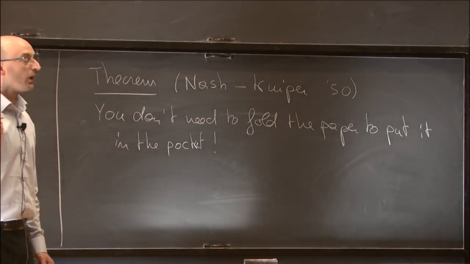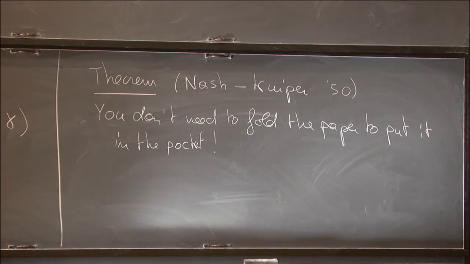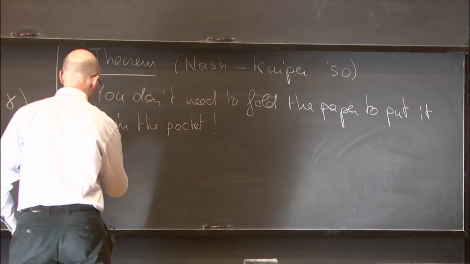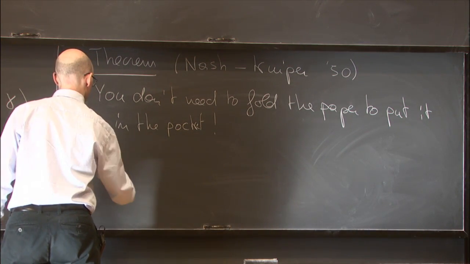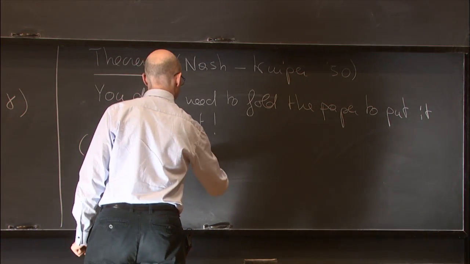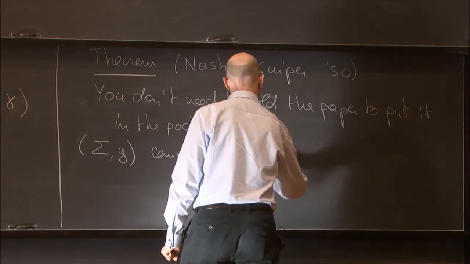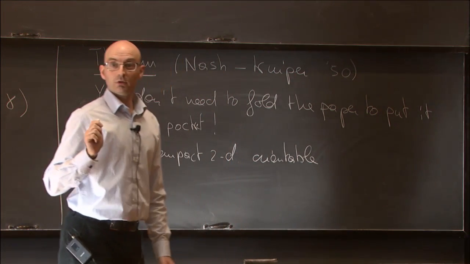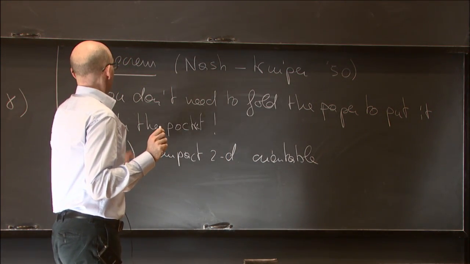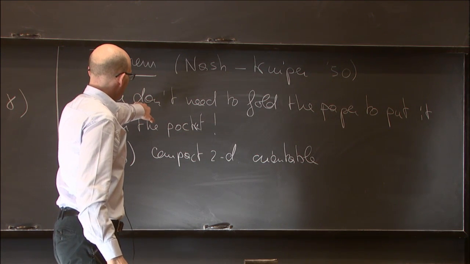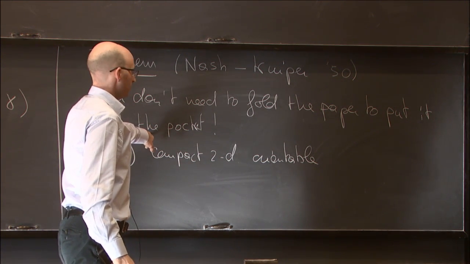Or in other words, one way you could state the theorem, a little bit more serious statement: give me any compact two-dimensional orientable Riemannian manifold. Nash's theorem for the same n. You don't need to fold the paper to put it in the pocket. So now I'm just thinking that the surface is 2-dimensional and your pocket is 3-dimensional.